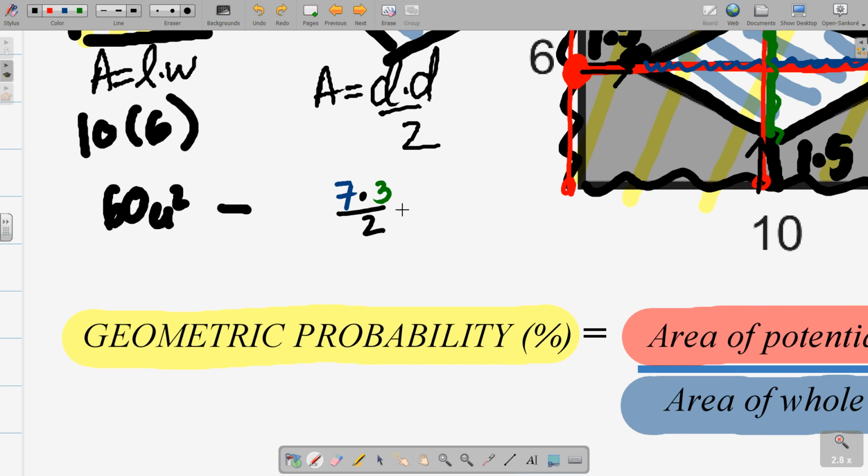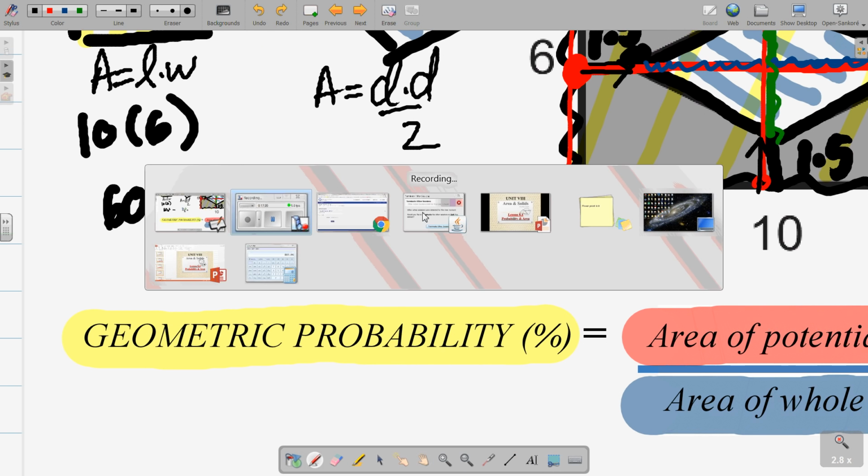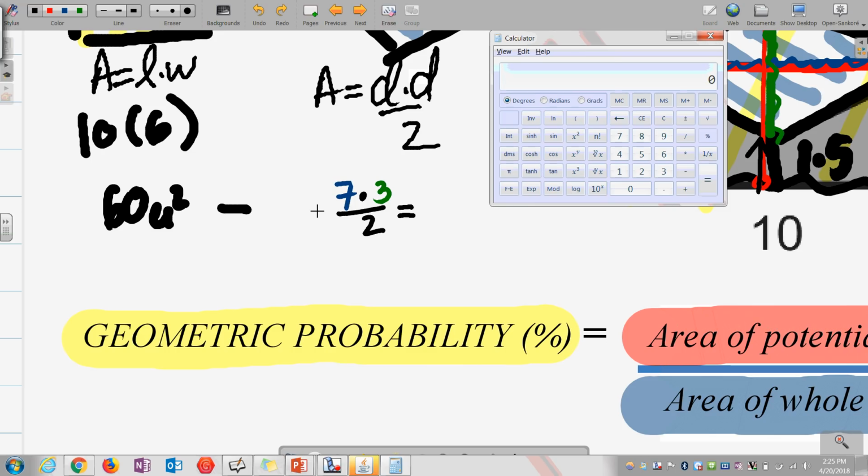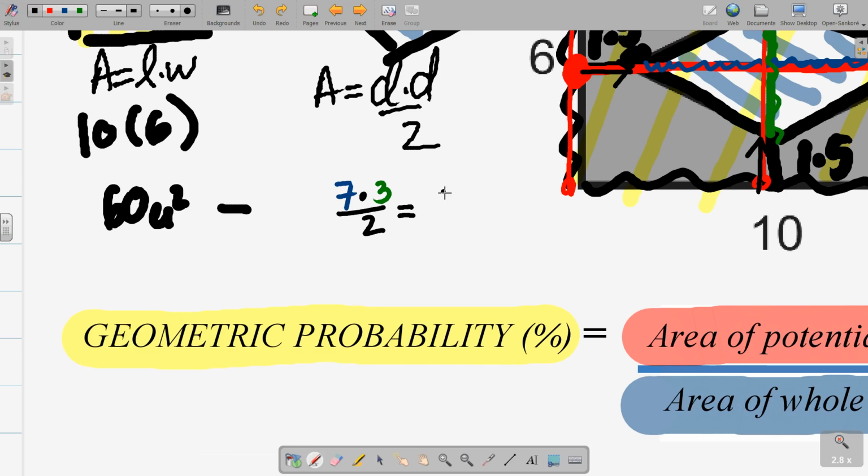Now we're going to find the area of our shaded region. And of course, that's 21 divided by 2. We get 10.5. So 60 minus 10.5. That's 49.5 is the area of our shaded region. Always label.